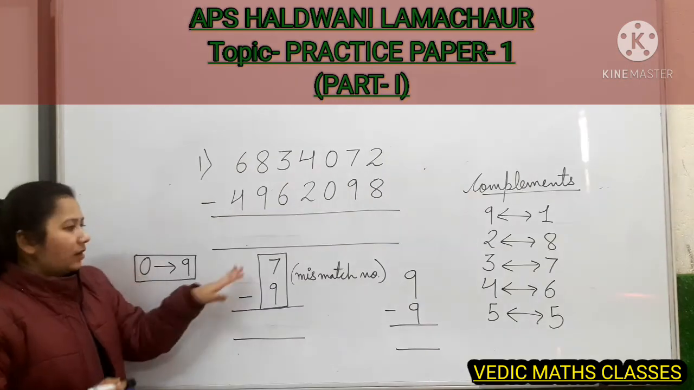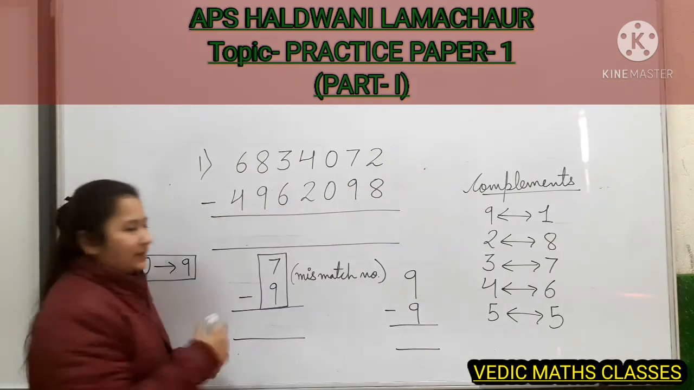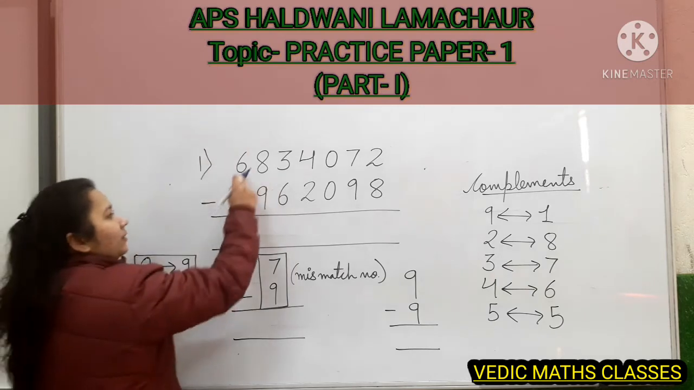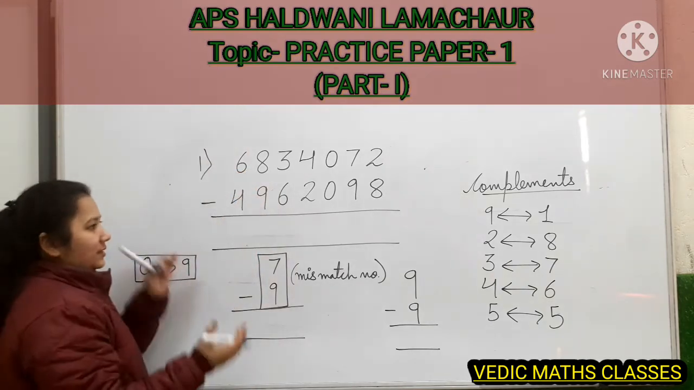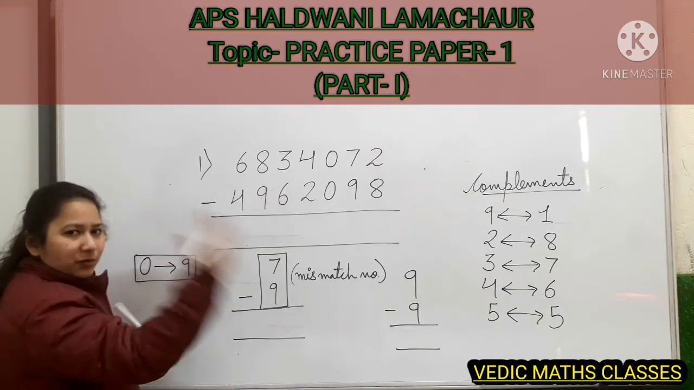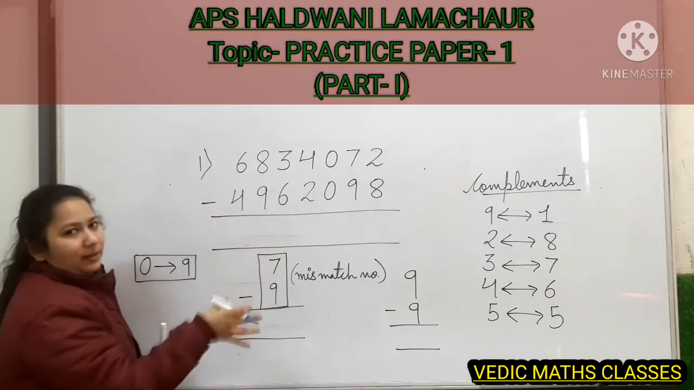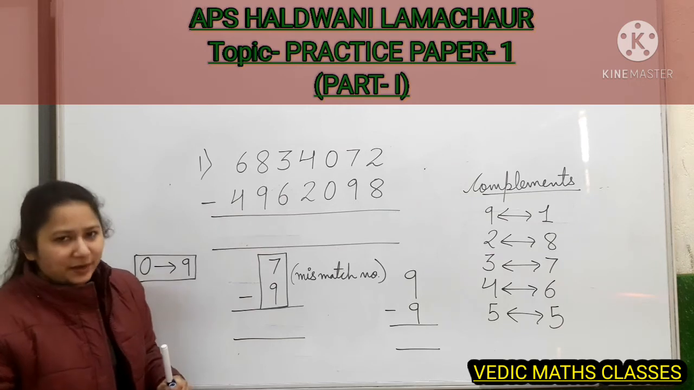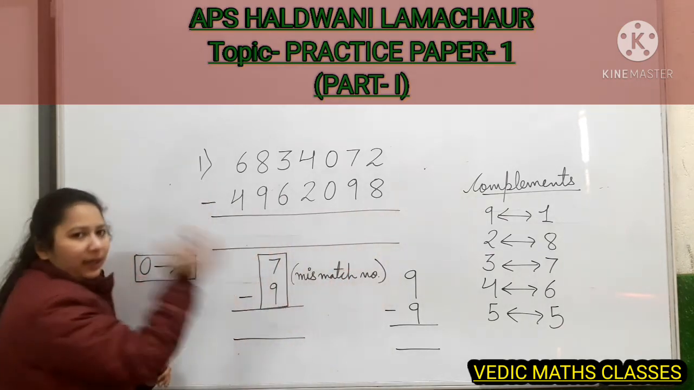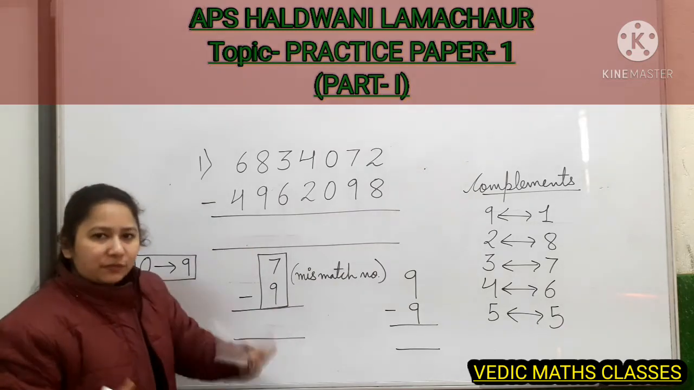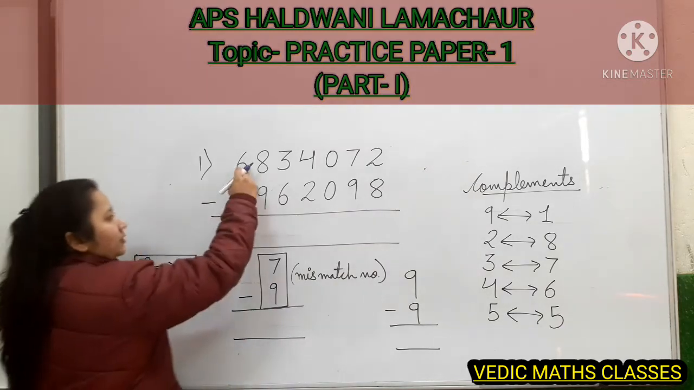Now students, this is your first sum. Now let's start. See, first of all, 6 minus 4. Now you know that we start our calculation from left to right in this direct method. Direct method for subtraction. Normally, we used to do the calculations from right to left, but here we will do the calculations from left to right.